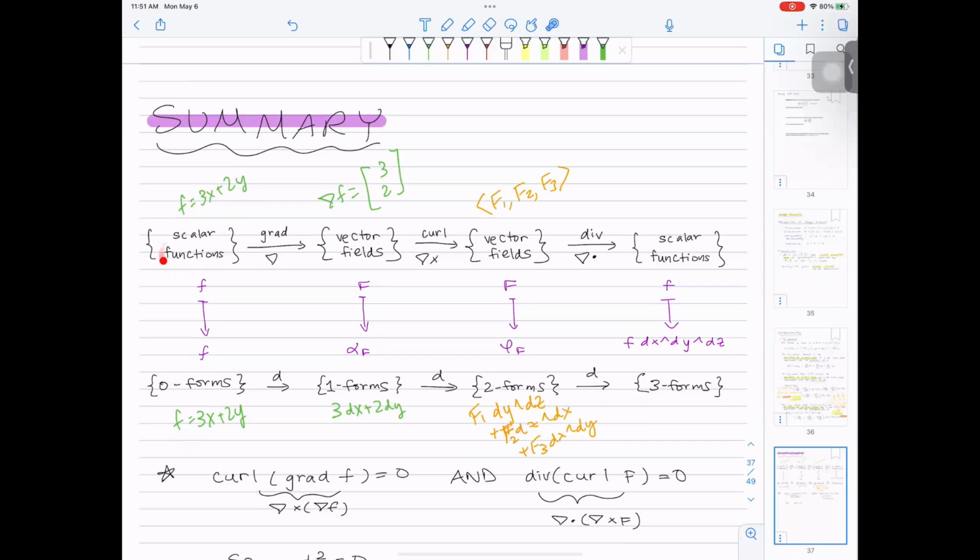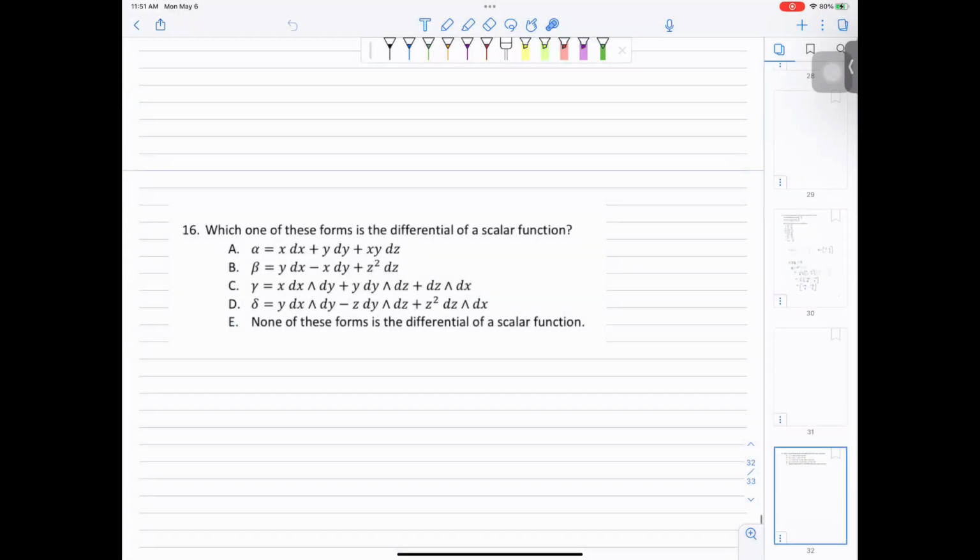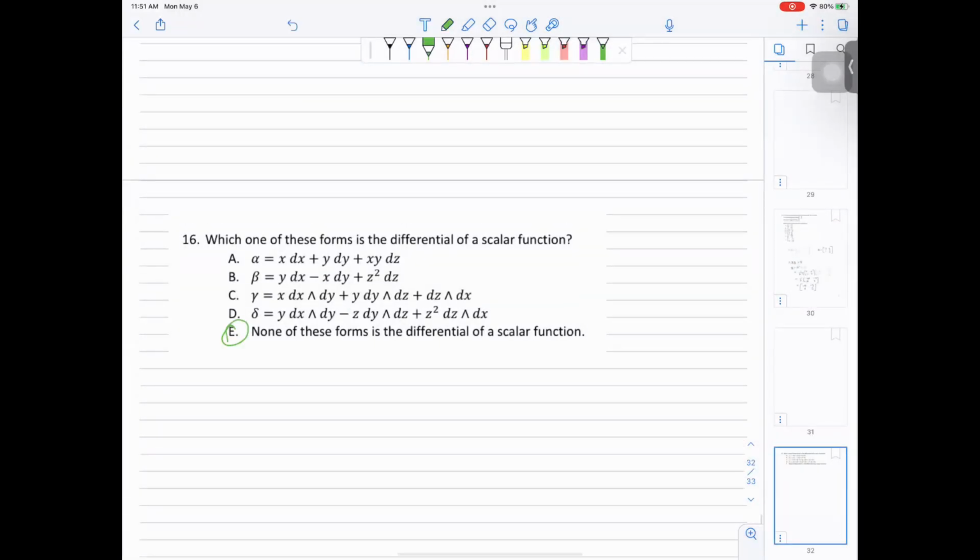So if we have a scalar function in this question, the forms language of it is the same thing. So I would say that it's none of these, because this is a one form, this is also a one form, this is a two form, and this is a two form. Questions on 16?